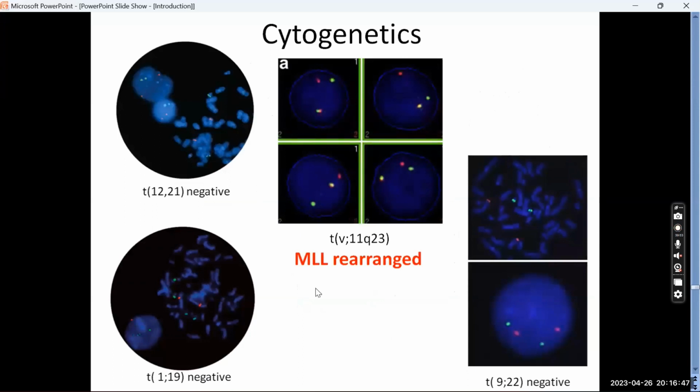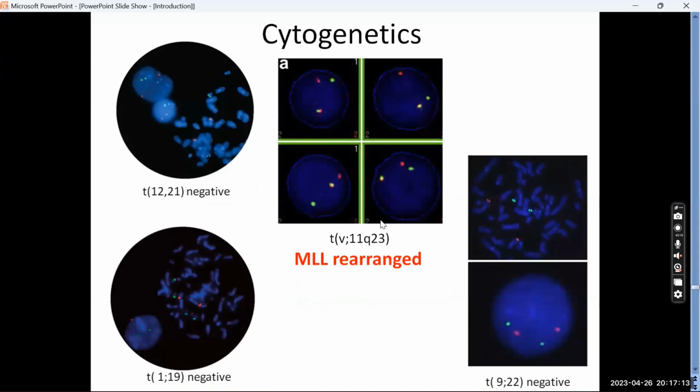And this turned out to be MLL rearranged. You can see that this is a normal signal, and this is MLL rearranged. So the probes are split. In a normal cell, the MLL gene should show a fusion pattern. Here it is split. So this is MLL gene rearranged ALL.